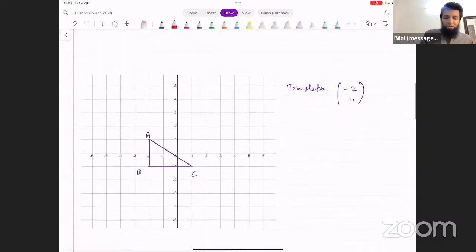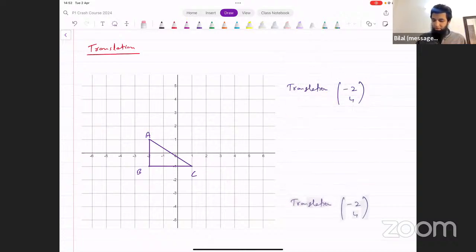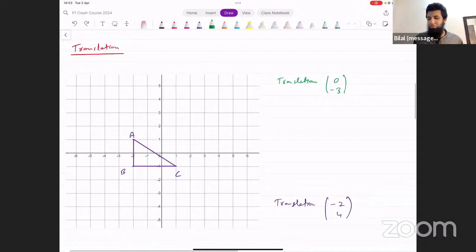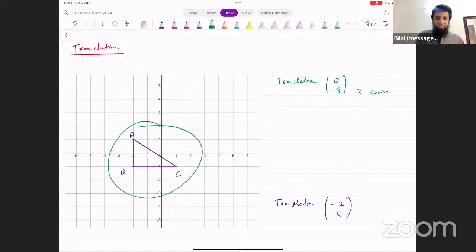Now, the second type of transformation that you need to know about is translation. That's the second type of transformation. Now, let's say you had a transformation like this. First of all, you want to translate this diagram by the vector (0, -3). Now, what does this vector mean? Remember this? The first number represents the x component of translation. The second number represents the y component of the translation. So 0 means horizontally, you don't have to move at all. Minus 3 means you have to move 3 units down. So the diagram basically moves 3 units downwards.